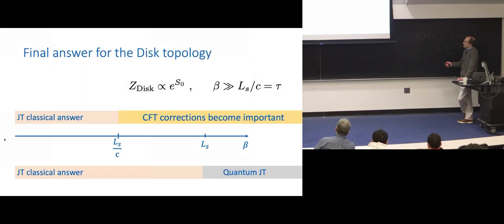So Matt's question is related to what happens in JT gravity. Let's remind ourselves of what happens in JT gravity. We have beta, the inverse temperature, and we have the classical answer essentially up to this LS. Here we can calculate the one-loop correction, which becomes more important. But when we get to LS, we in principle have to calculate the two-loop correction, three-loop correction, et cetera. So the theory becomes strongly coupled here.